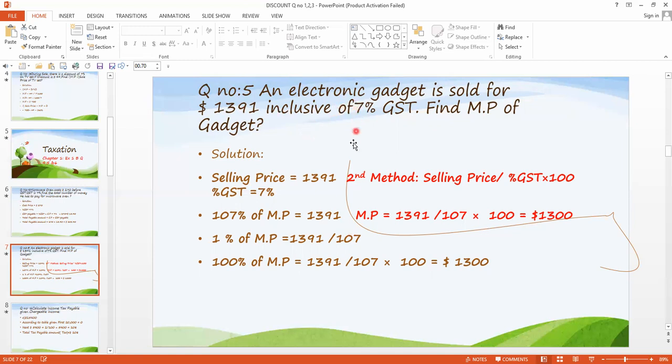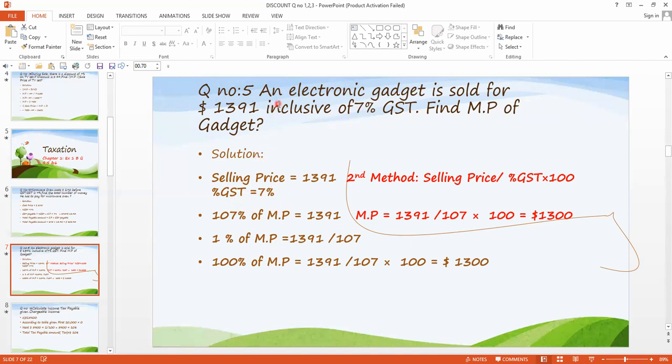Always remember, whenever they say 7% GST, this means if the object is of 100 rupees, then we have to add 7 to it, so the thing becomes 107. Clear? Now, what is the price of the electronic gadget? 1391. So according to this 7%, we have to use the unity method.